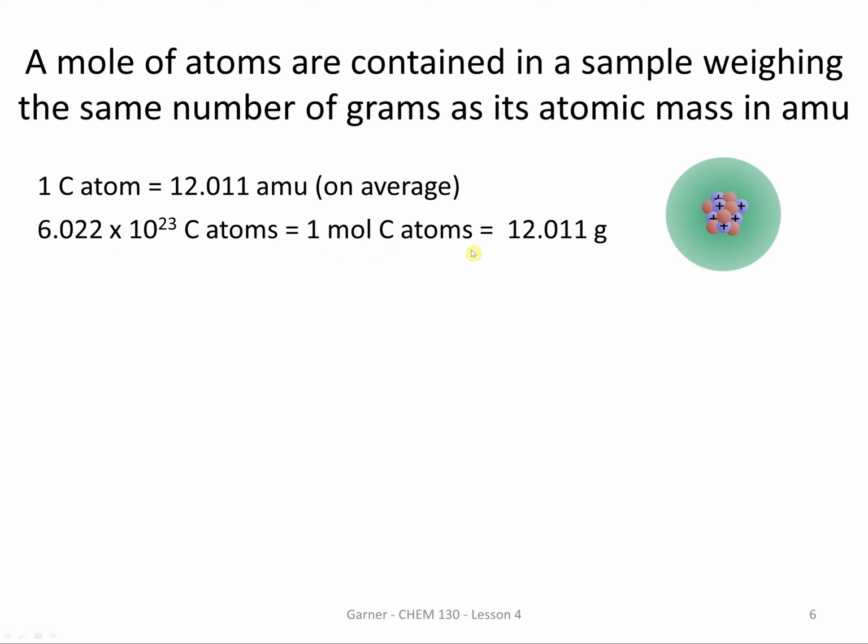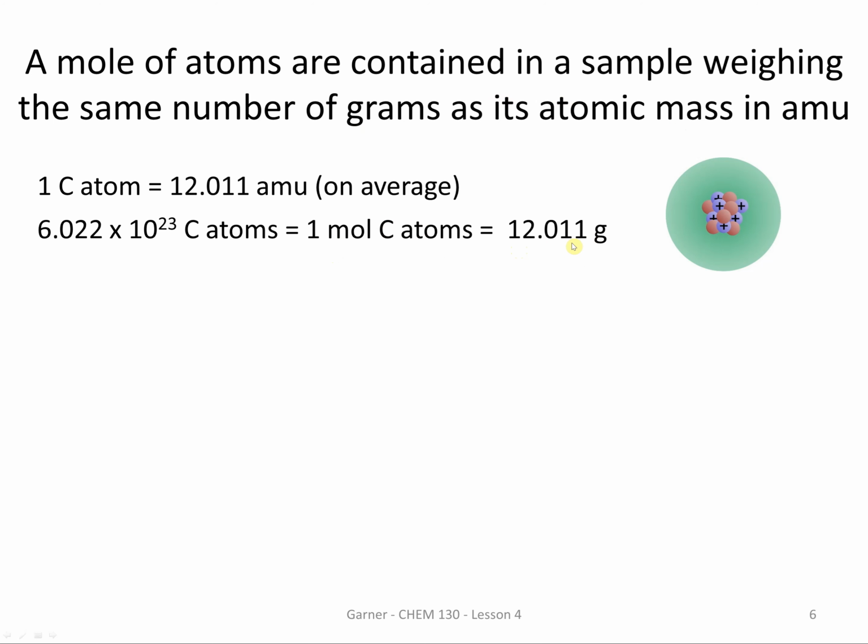So if you have 1 mole of carbon atoms, that's going to have a mass of 12.011 grams. So again, as the sentence up here is saying, a mole of atoms, which we have here, is going to have a mass that's equal to the atomic mass of the substance, but with units of grams. So 1 mole of carbon would have a mass of about 12 grams.